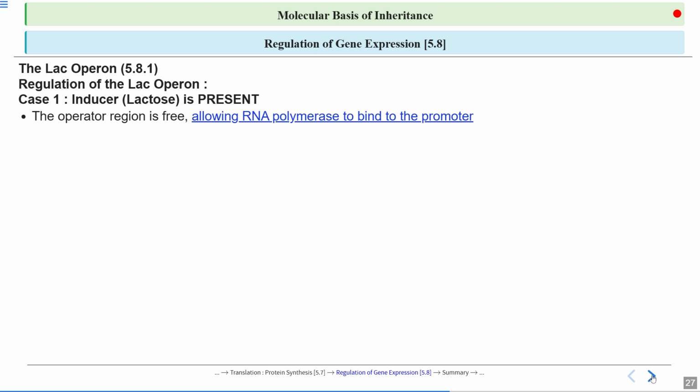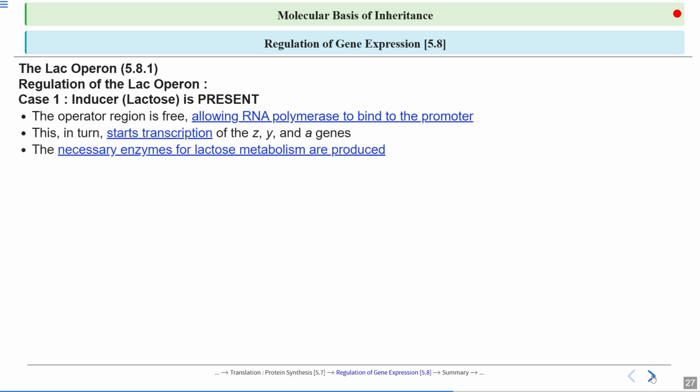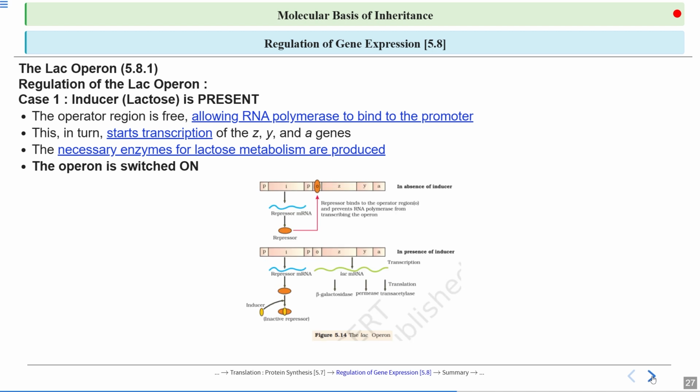Now, the operator region is free because the repressor protein has already been inactivated. Therefore, the operator is free. It allows RNA polymerase to bind to the promoter. This in turn starts transcription of the Z, Y and A genes. The necessary enzymes for lactose metabolism are produced after translation, and here we can say that the operon is switched on. So again I will explain what happens in the presence of inducer, when lactose is present.